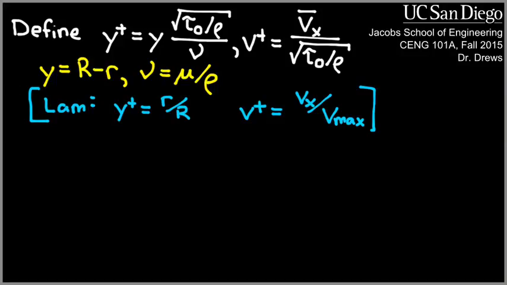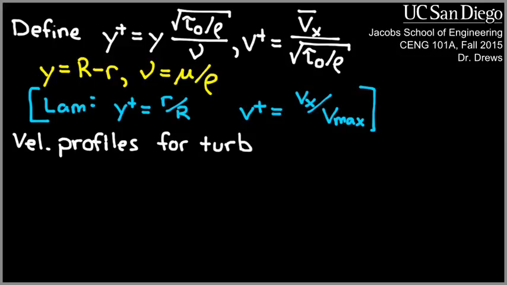So once people defined those, they went out and experimentally measured the following velocity profiles, specifically for turbulent flow. So remember, this is turbulent flow in a pipe, so turbulent pipe flow. Remember, in laminar pipe flow, we could solve the Navier-Stokes equations and get a single velocity profile for the entire pipe.